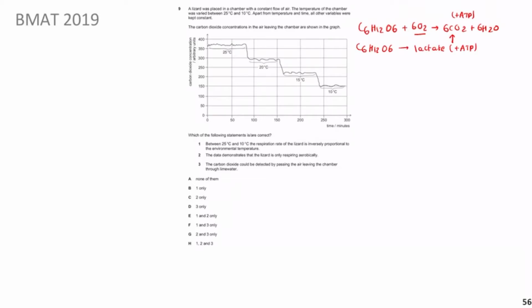So as you go from 25 to 10, the temperature is going down and CO2 is going down, meaning the rate of aerobic respiration is going down. So rather than being inversely proportional, it should be proportional. So this one can't be right.